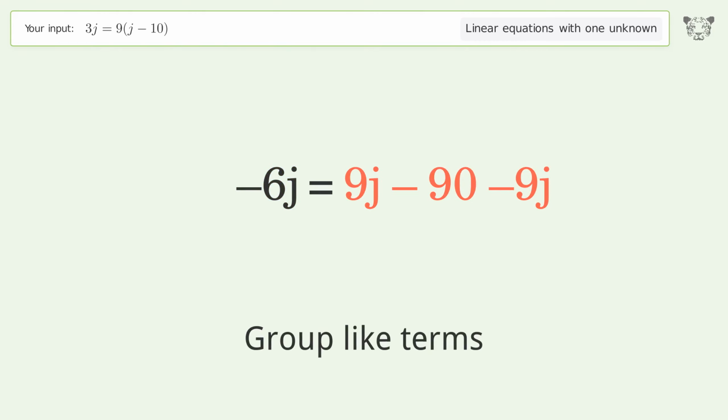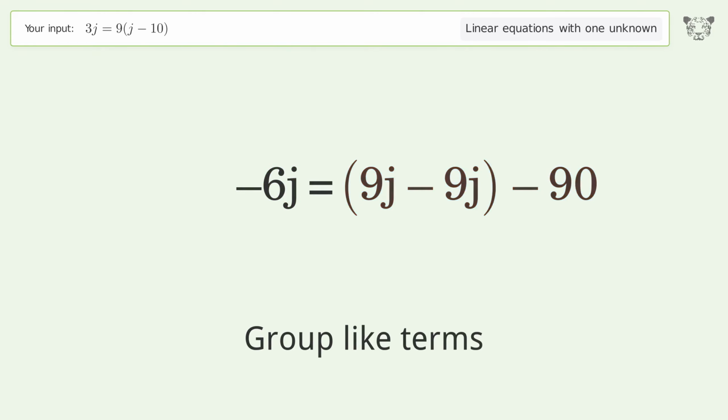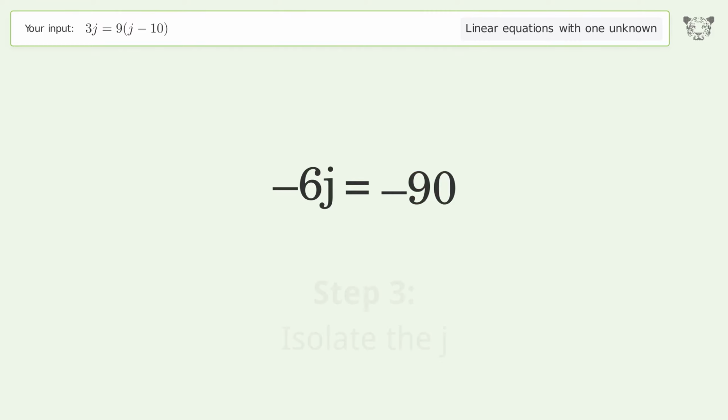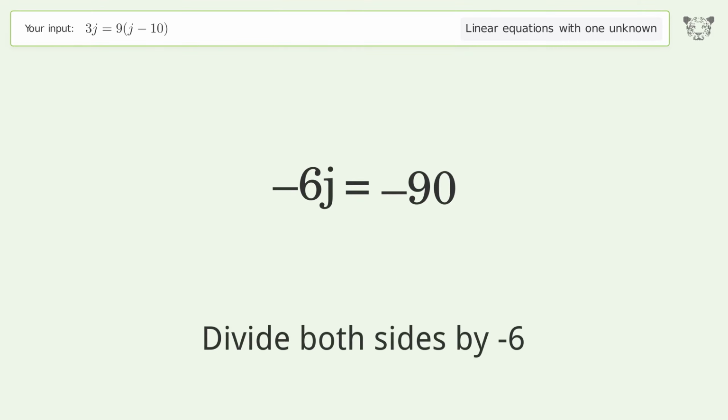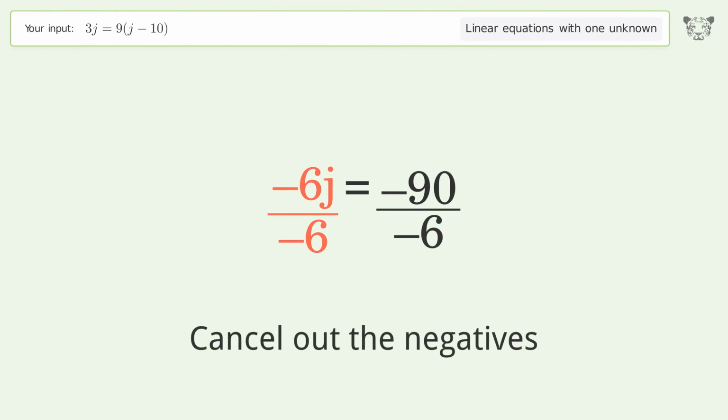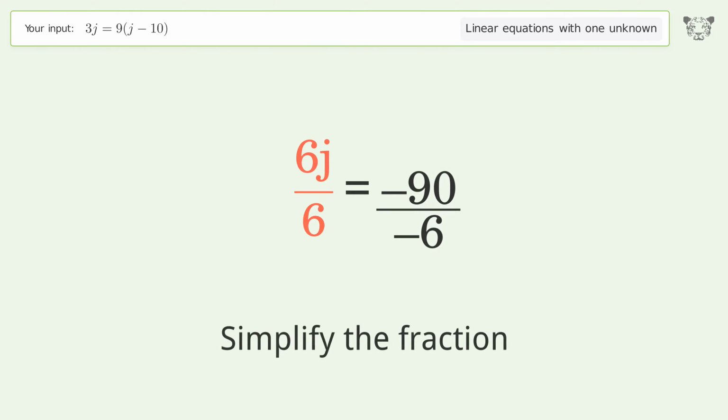Group like terms. Simplify the arithmetic. Isolate the j. Divide both sides by -6. Cancel out the negatives. Simplify the fraction.